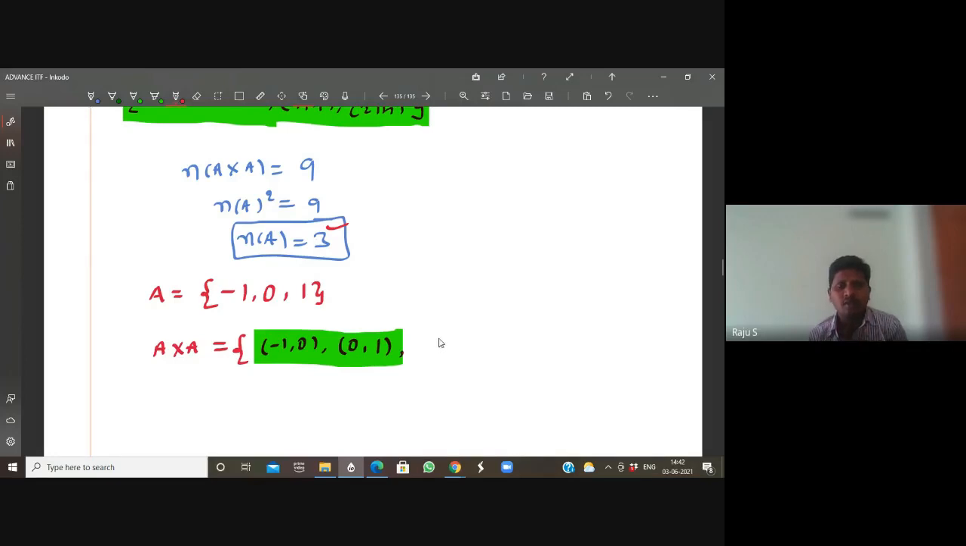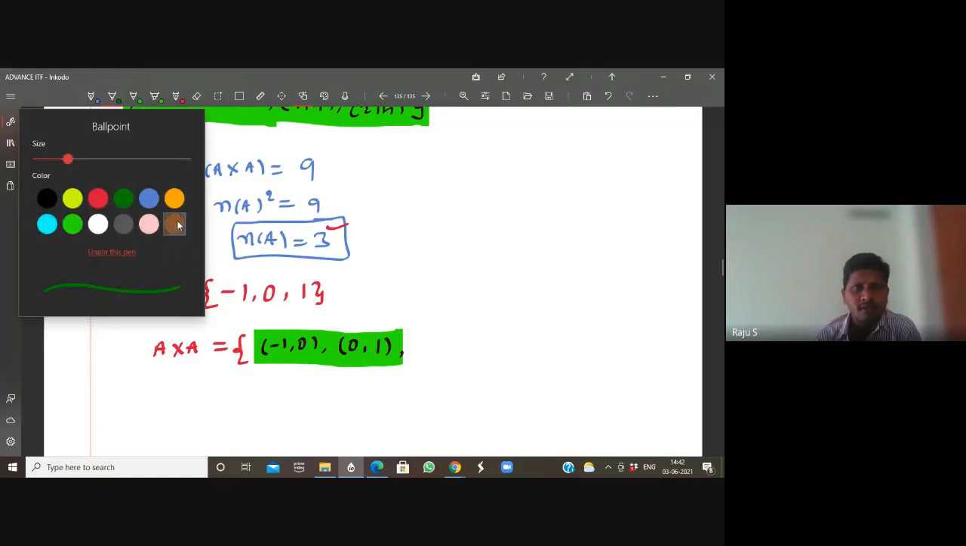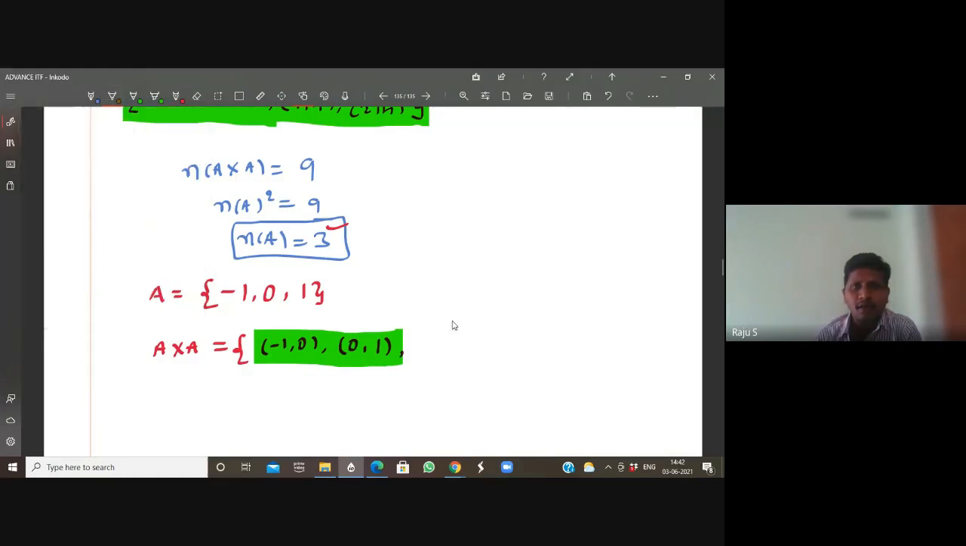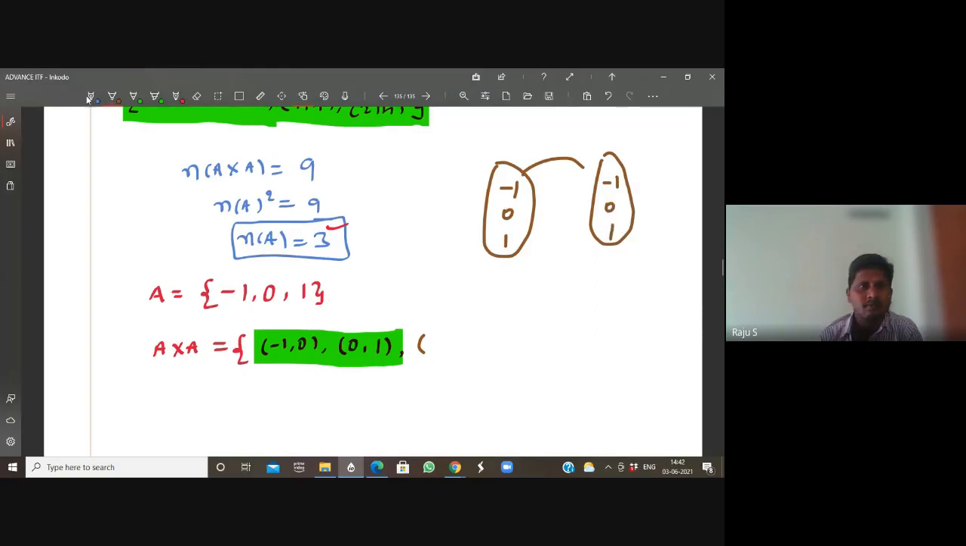So, they have already given 2. We need to write the remaining 7 ordered pairs. Okay, totally 9. What are the remaining 7? Can anyone tell? So see here, -1, 0, 1.